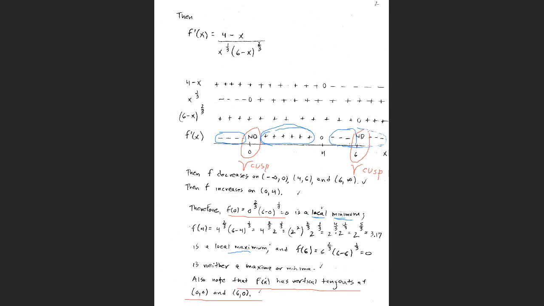Okay, and then at x equals 6, the function is decreasing, and then when x equals 6, there's a cusp on the function, but then the function continues to decrease. So at x equals 6, there's neither a local maximum nor minimum. See, it's a complicated function, so it's going to have interesting behavior.